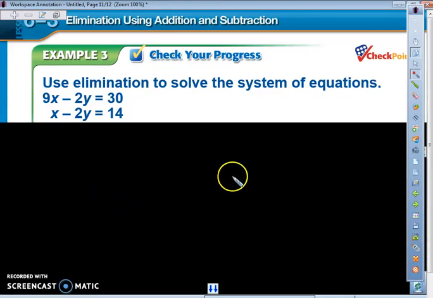All right. Oh, I did block this one out. Haha, I'm mean. All right. Go ahead and try to solve this one. I'll give you a few seconds.